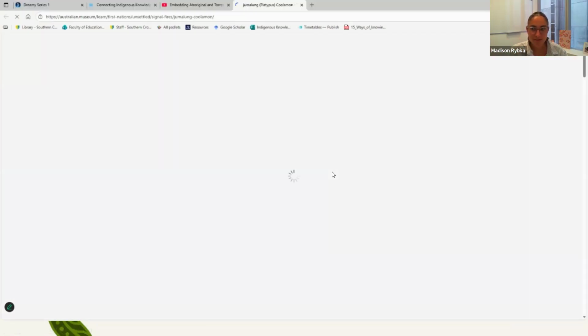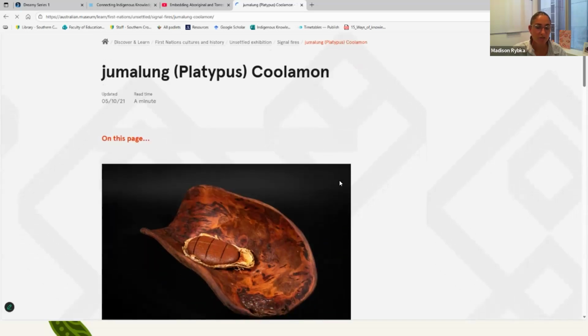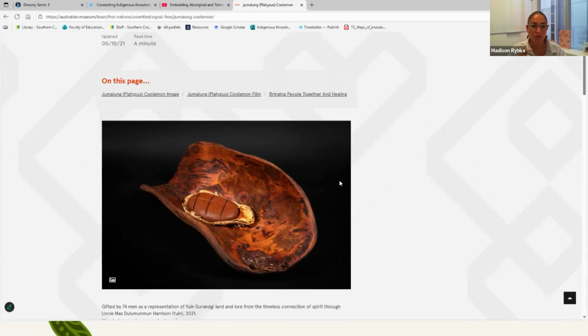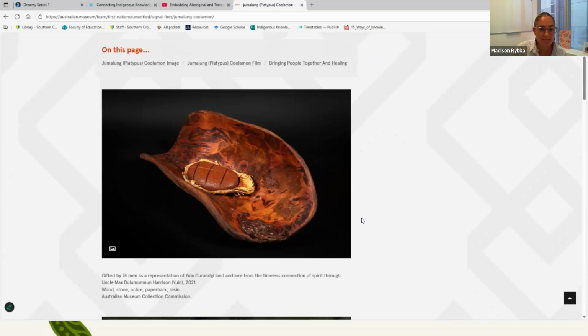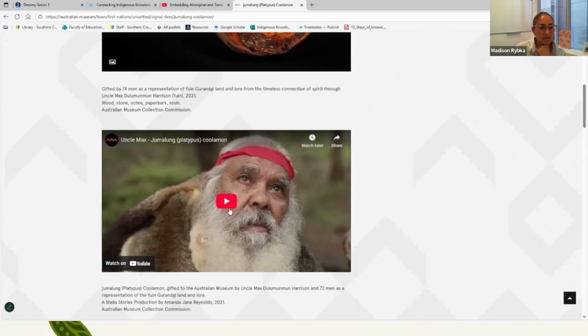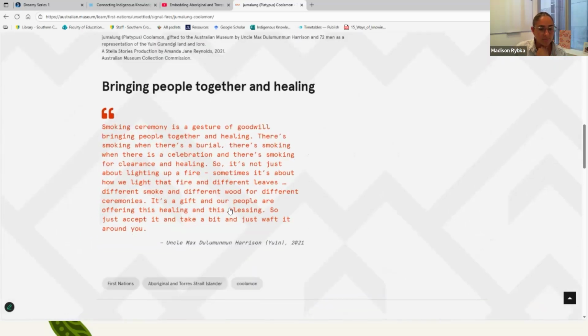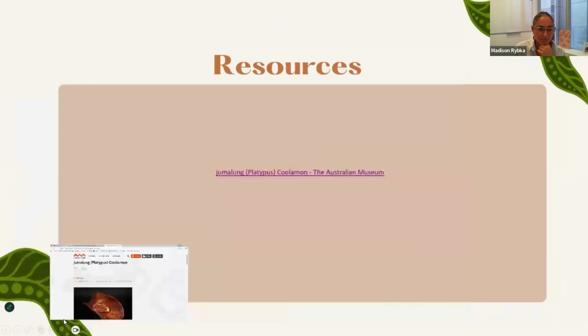Again, the Australian Museum, when I was showing the ones of Charles Perkins, this is a different style. If you wanted to look at artifacts or a Coolamon, you could reference this as a resource and you can teach towards this, finding out information. They also have Uncle Max speaking about the Coolamon and the purpose of it. Just another example of how you can find resources, especially if you wanted to look more at artifacts and use it more in an online situation.